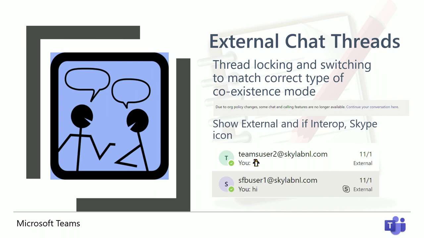Make sense? And I just showed you a little screenshot there of what the difference is and what it looks like. Both of those federated conversations show external, but if it's an interop, it'll have a little S. That doesn't necessarily mean the person's a Skype user. It means that the conversation routed through Skype because they're not a Teams-only user. Makes sense. That's good stuff.